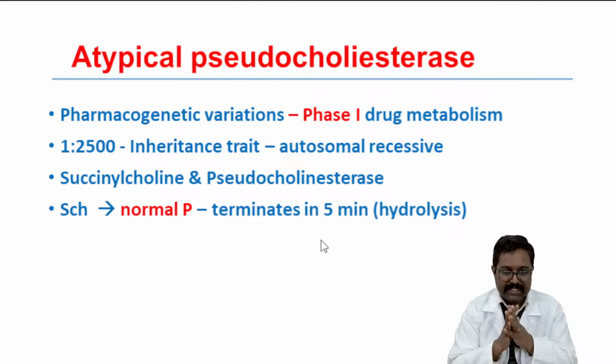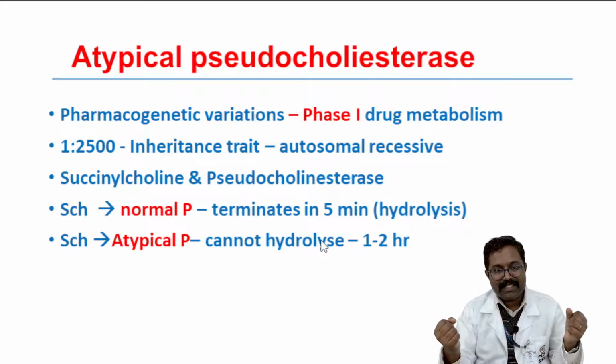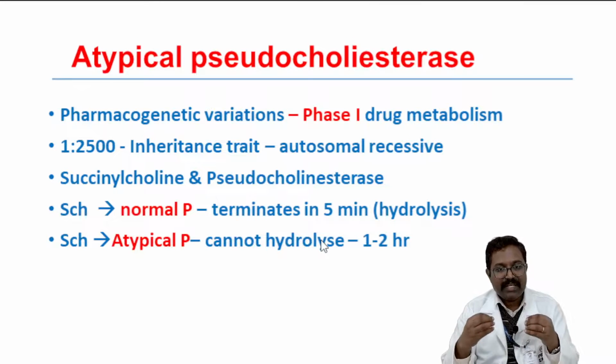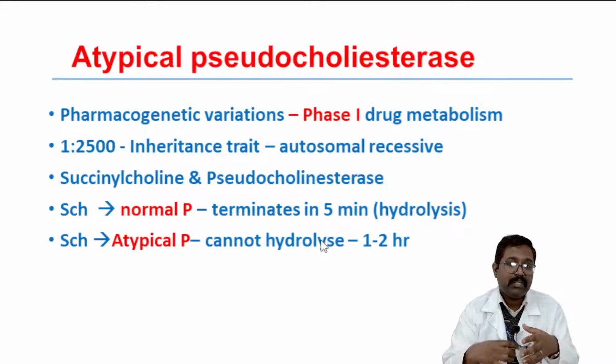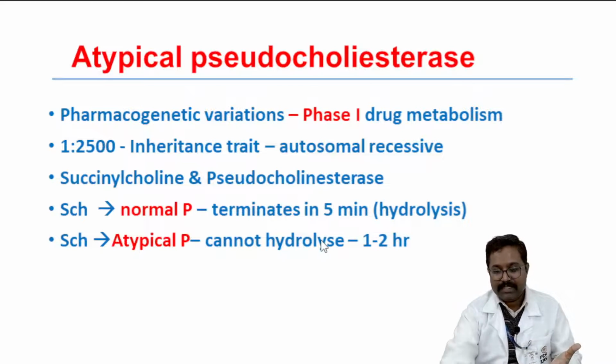If there are atypical or abnormal pseudocholinesterases, the succinylcholine will not get metabolized or broken down, and the succinylcholine concentration will remain the same. One drawback of skeletal muscle relaxants is that if the succinylcholine concentration remains in the body for a prolonged duration, it can prevent breathing because it is a relaxant. It can stop breathing also. You should be very careful. It can cause succinylcholine apnea because the diaphragmatic muscles will be paralyzed.